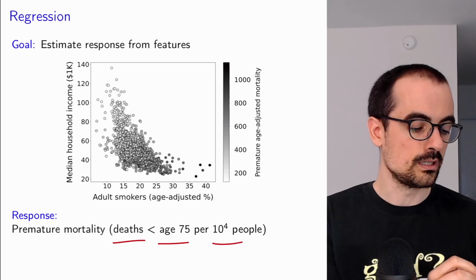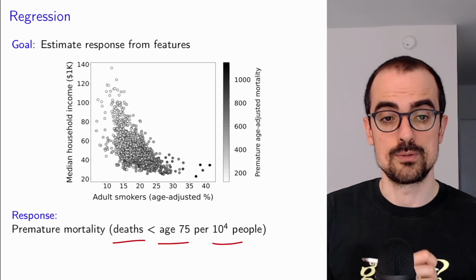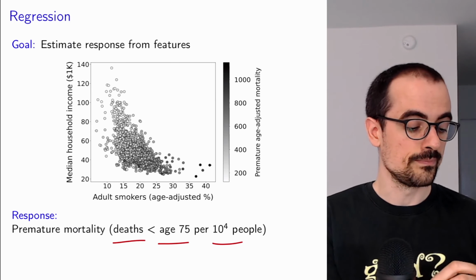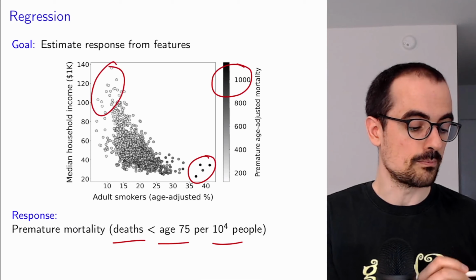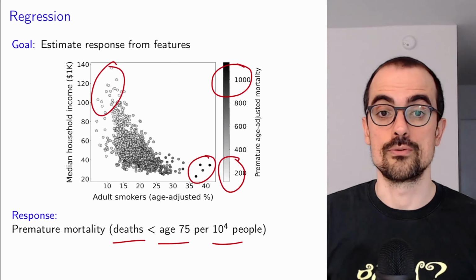Here, in each data point, the premature mortality is encoded by the color. So for these data points, for example, the number of premature deaths is around 1,000. For these data points, it's around 200 or 300.